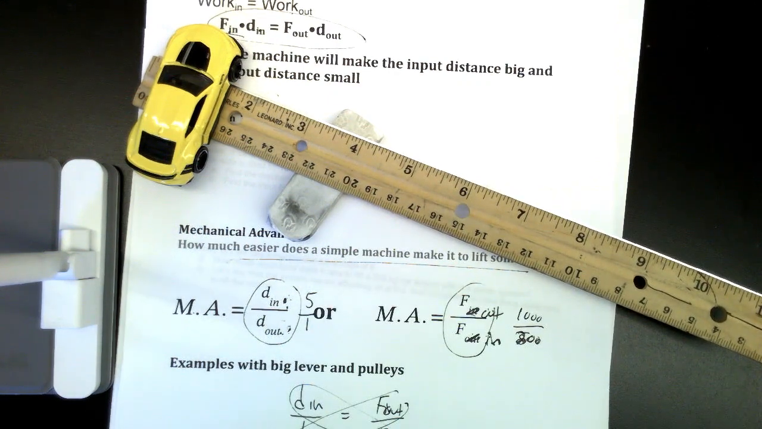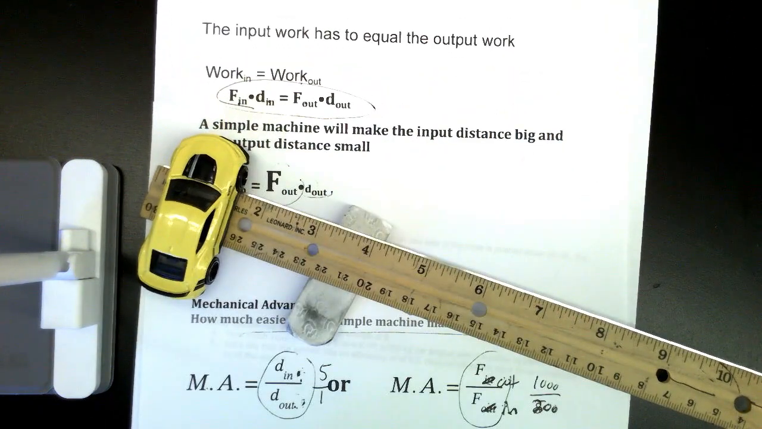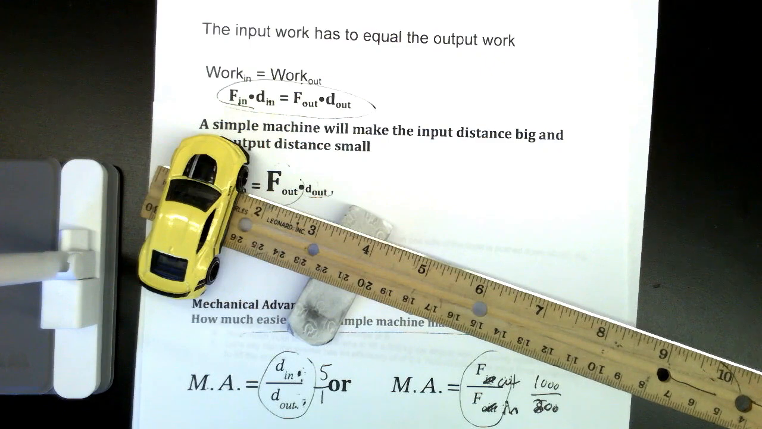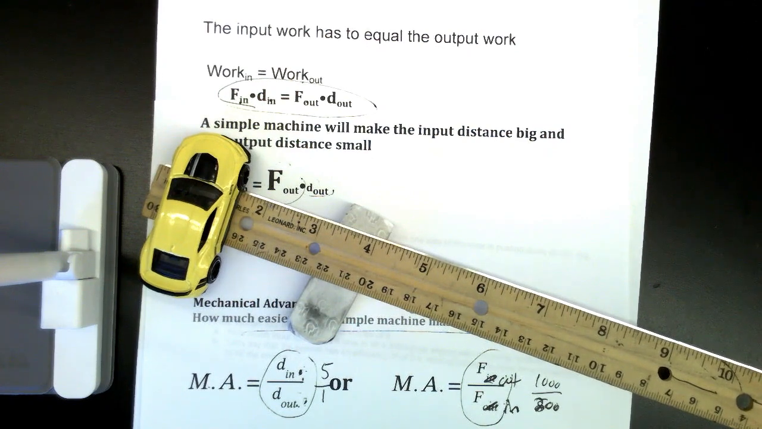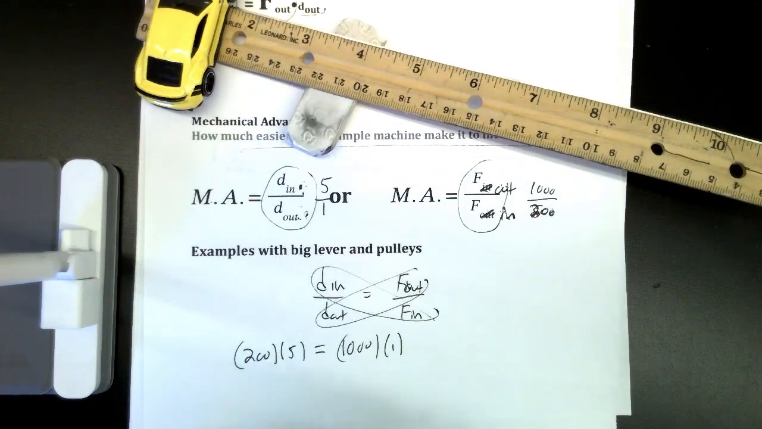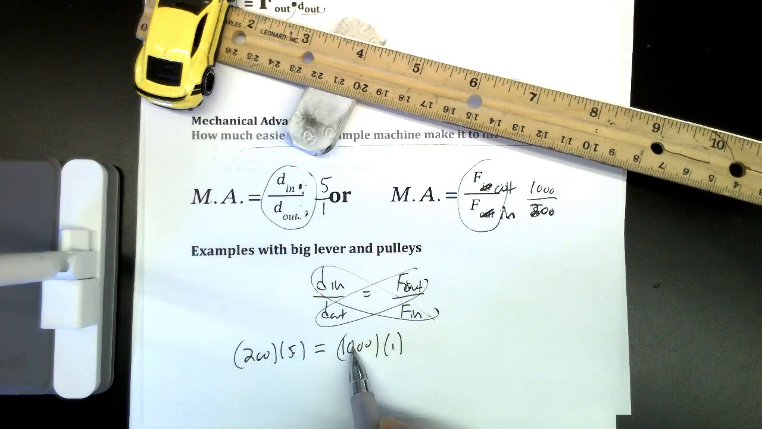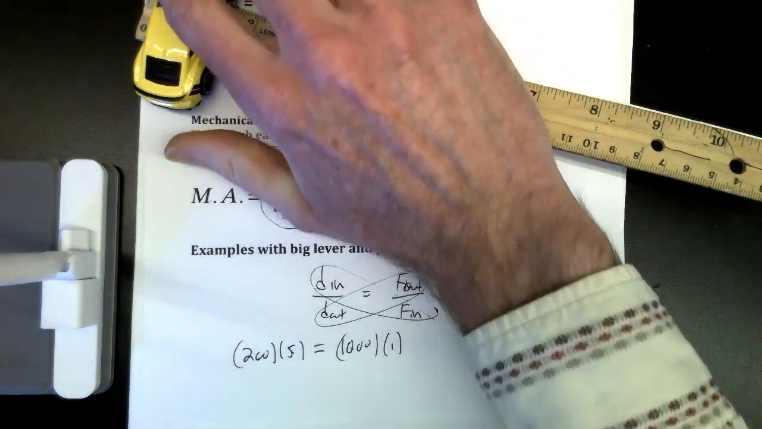If I do this Fin times Din equals Fout times Dout equation over here, my force in was 200, and my distance in was 5. And that has to equal my force out, which was 1,000, and my distance out was 1. And it checks out. There we go. Sorry, I wrote it down here. Force in was 200. Distance in was 5. Force out was 1,000. Distance out was 1. And those two things equal each other.